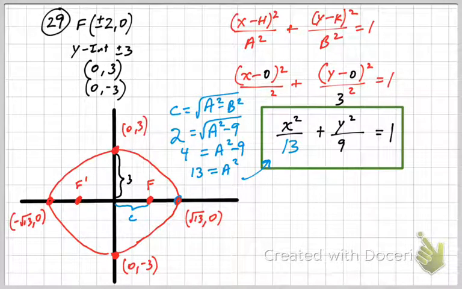Now you'll notice sometimes they give you the foci. Sometimes they give you vertices. Sometimes they give you the length of the major axis, horizontal length 8. They might give you the major axis vertical length 10. There are different things they could give you.